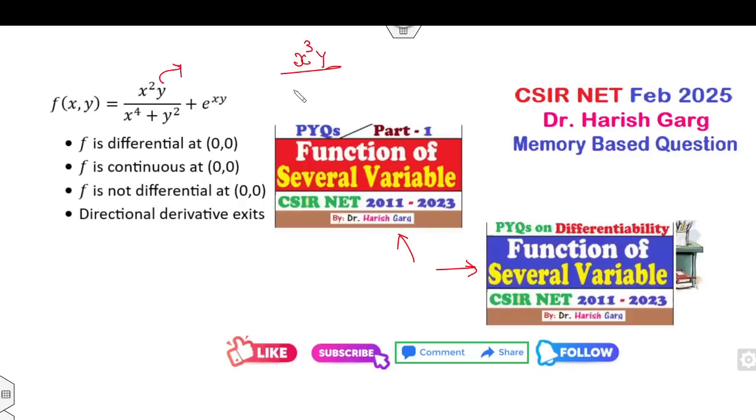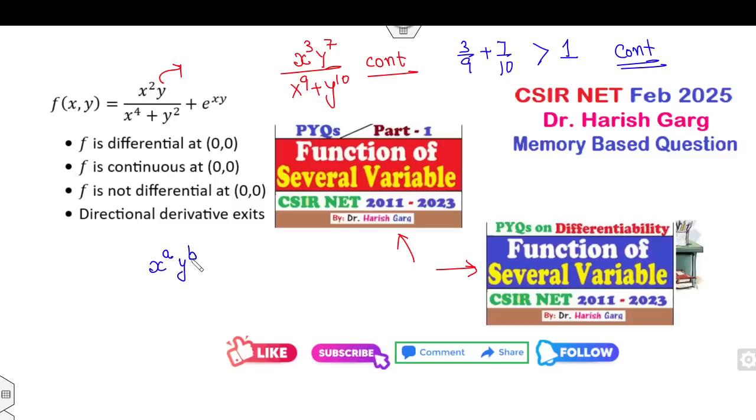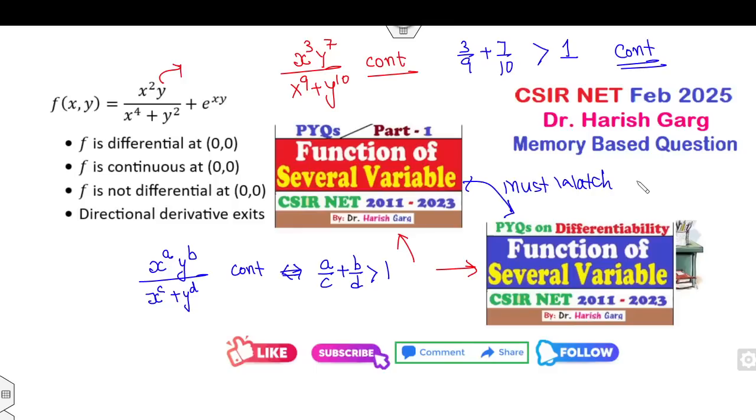Like, say, if I have x to the power 9 plus y raised to the power 10 or 7, is it continuous? You can see 3 over 9 plus 7 over 10. If it is greater than 1, then it is continuous; otherwise, not. What is the shortcut trick? I have explained: for x raised to power a, x raised to power c, y raised to power d, the function is continuous if a over c plus b over d is greater than 1. But you must watch these lectures. You will see that this is a very beautiful shortcut trick.